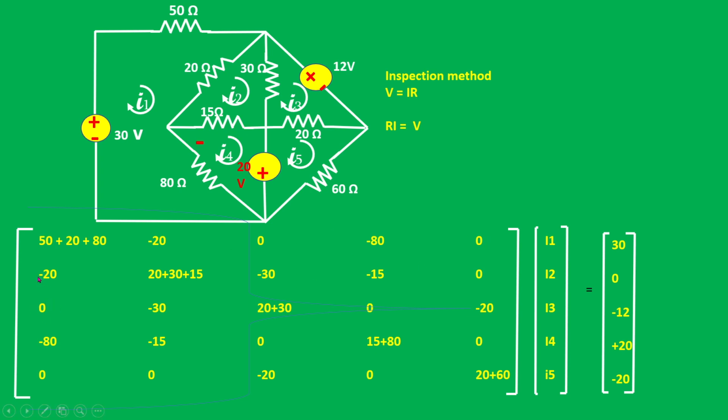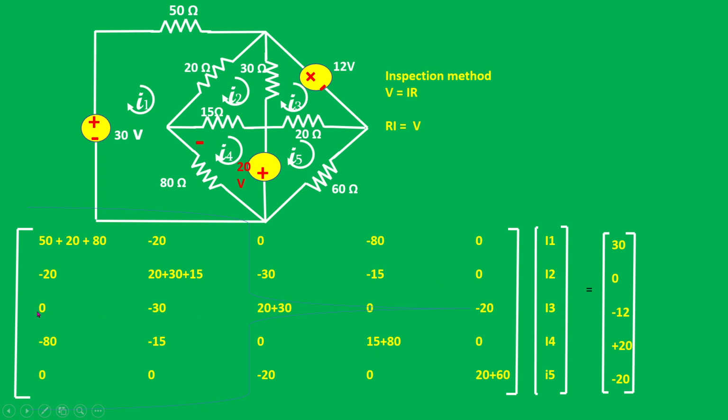Then for the second row, it is R21. So R21 is the common resistance between the second and the first loop. So it is minus 20. Then R22. So it is 20 plus this 30 plus 15. Then for this R23. So R23 is this 30 ohm. So it is minus 30. And then R24. So it is minus 15. This resistance is common between this second and the fourth loop, so it is minus 15, then 0.